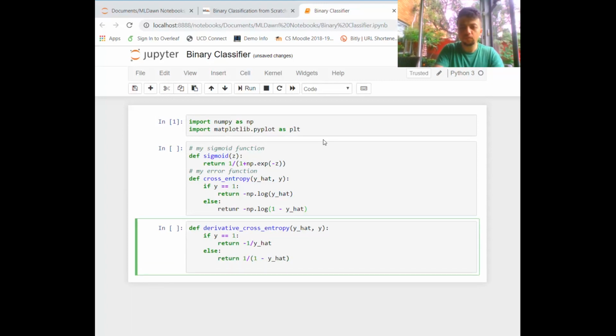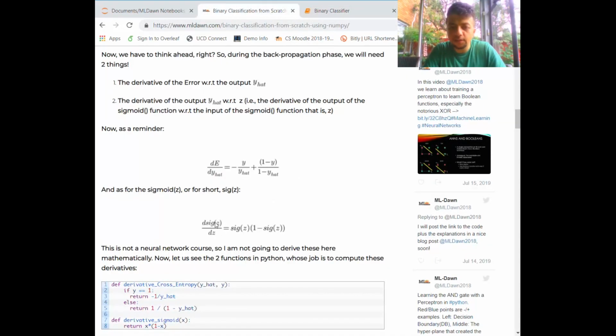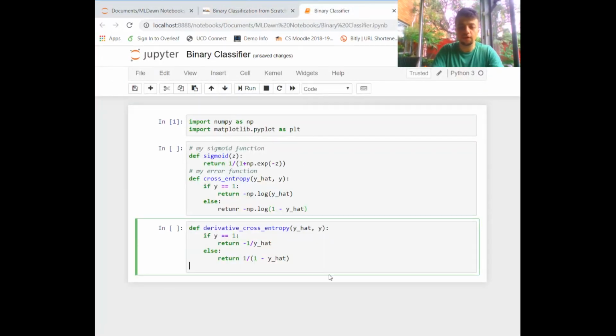Perfect. So that would be the derivative of the cross entropy. Next is the derivative of the sigmoid function. Now, if you look at it here, the derivative of sigmoid of z with respect to z is nothing but sigmoid of z multiplied by 1 minus sigmoid of z, right? So let's define that. You can call this derivative sigmoid.